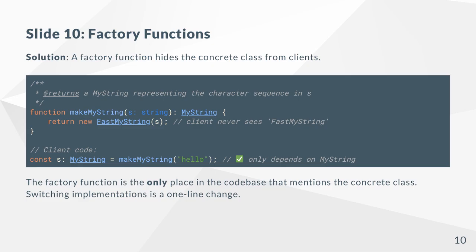A factory function is a regular function that creates and returns an instance of a concrete class, but returns it typed as the interface. makeMyString accepts a string and returns a MyString. Inside, it uses FastMyString, but clients only see the return type MyString. The factory function is the only place in the codebase that mentions the concrete class name. Switching implementations from FastMyString to OptimizedString or to a third implementation requires changing exactly one line in exactly one place.